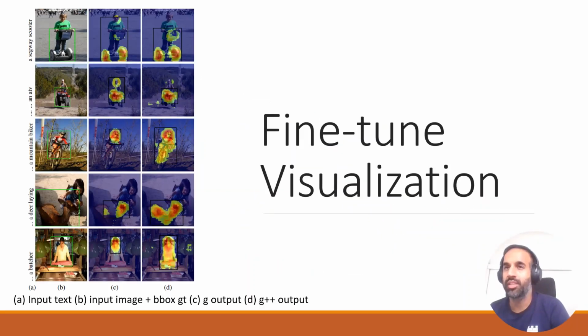We can see a visualization of this fine-tuning, where we have a text, we have the input image with the ground truth, and we have the output of the original G. The last column is the G++ output. You can see that we get finer and more accurate maps that capture the oval shape of the objects.